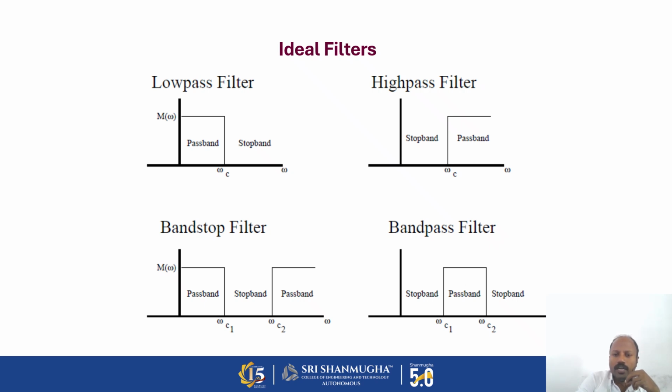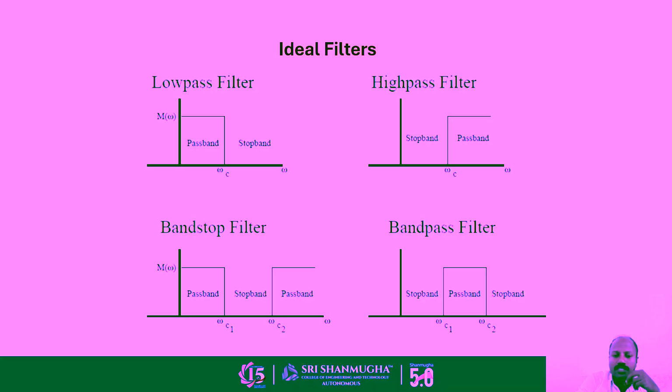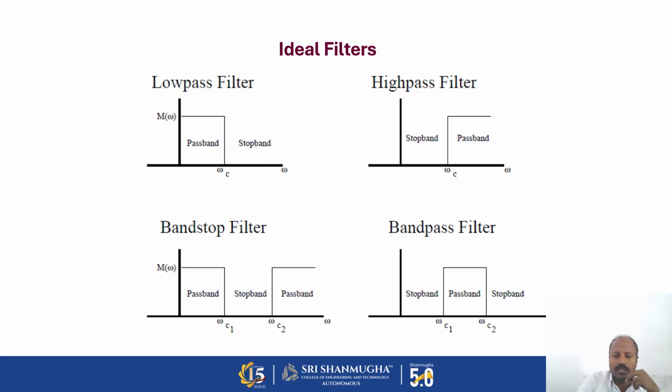So here we are allowing only the high frequency signals, that is above the range of omega c, the frequency range. Next is the band stop filter. This filter is used for allowing the signals which are of low frequency and high frequency, but it will stop the middle frequency, that is the central frequency. That's why we have used a stop band there.